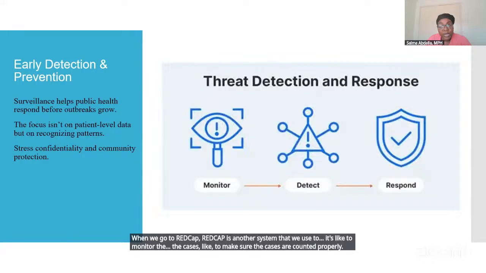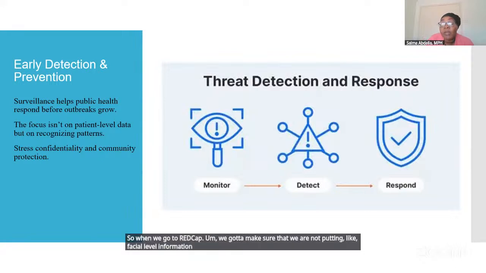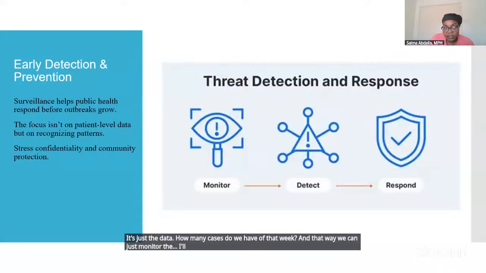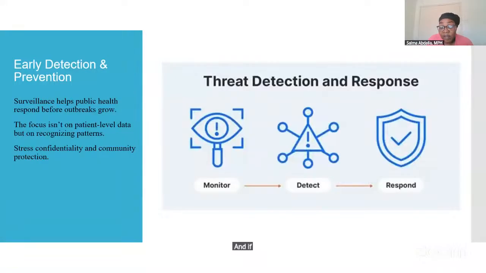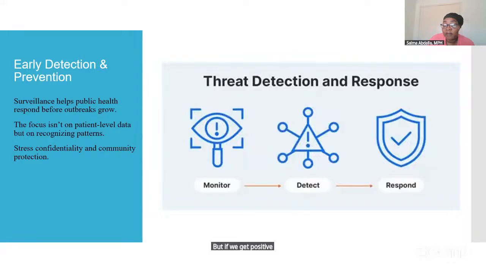So when we go to REDCap, we have to make sure that we are not putting in patient-level information. We're just putting how many positive cases we got that week. We're not putting in the names and the dates of birth. It's just the data: how many cases do we have that week? And that way we can monitor the outbreak for a period of 2 weeks. And if in the period of 2 weeks we don't have positive cases, that means the outbreak has been closed and successfully ended. But if we get positive cases within that 2 week period, then unfortunately the outbreak will continue.